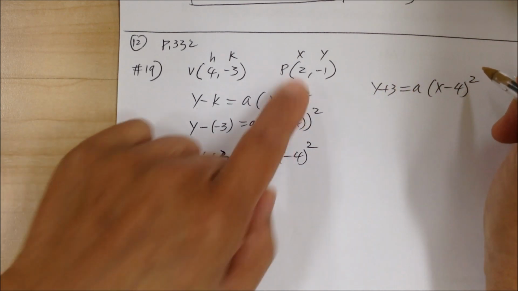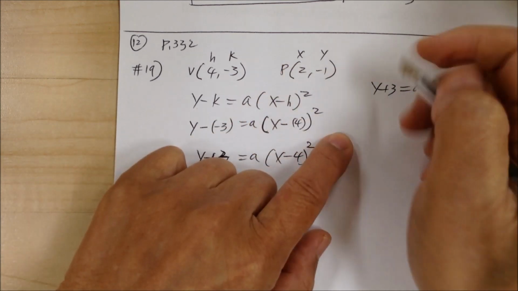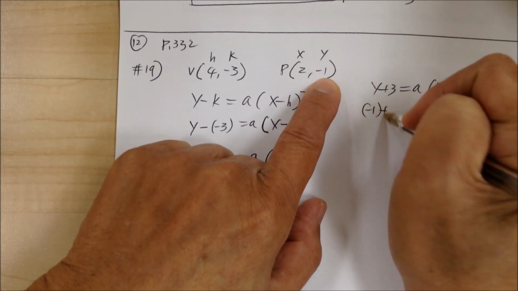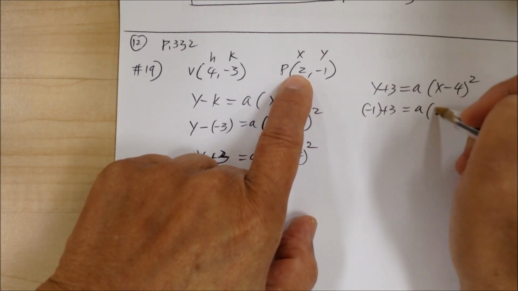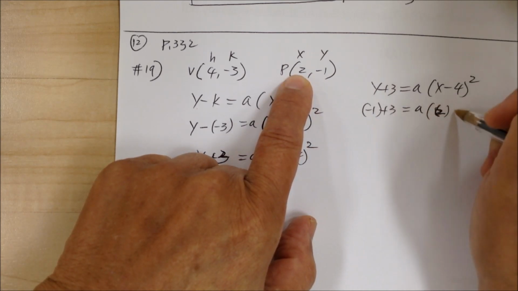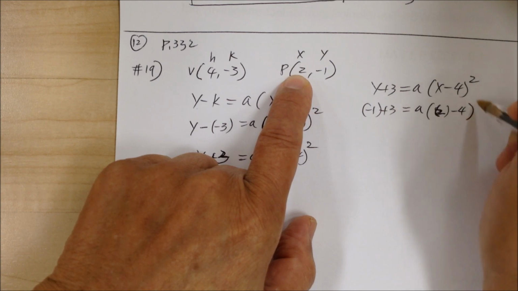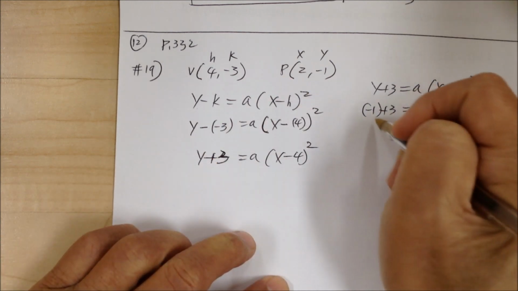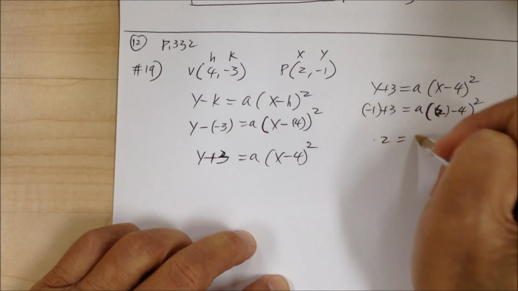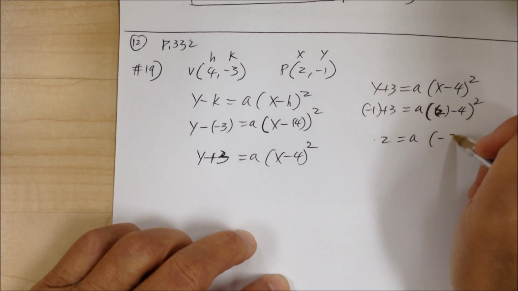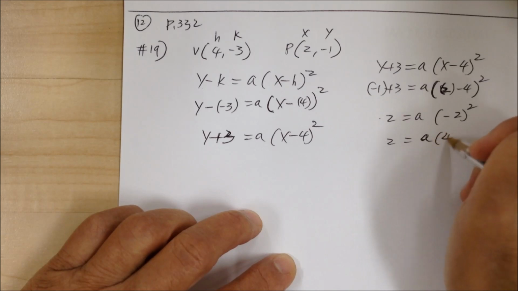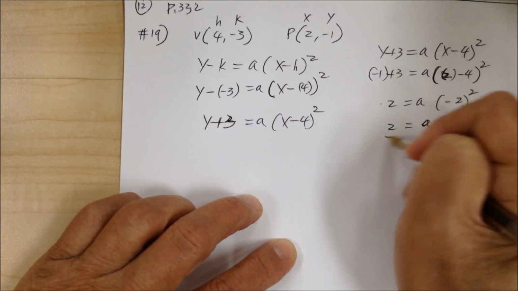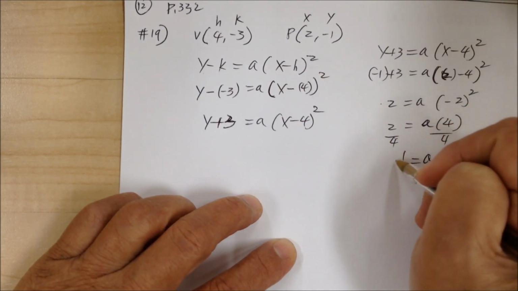Okay, so now you can substitute the x and the y in here. So y is negative 1. Again, whatever you substitute, put inside the parentheses, so that way you can keep track of what is the original and what is substituted. So you're going to get 2 equal to a times negative 2 squared. So 2 equal to a times 4, divide by 4, divide by 4. So a equal to 1 over 2.